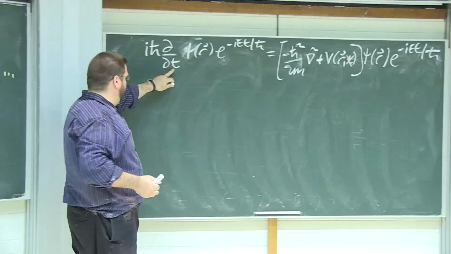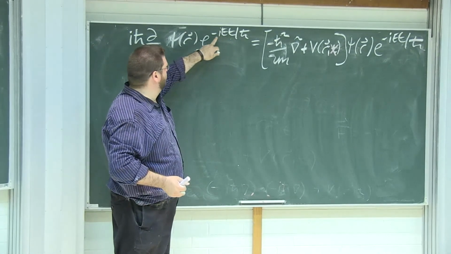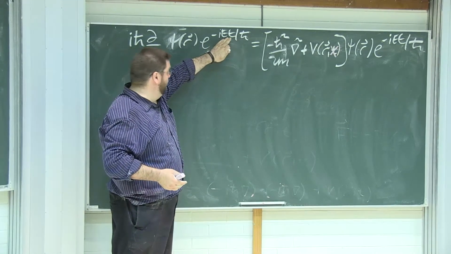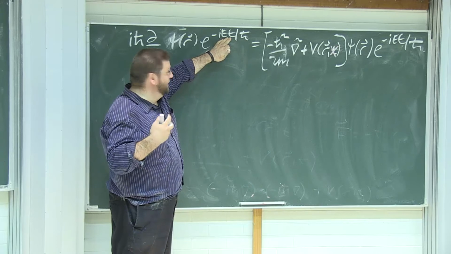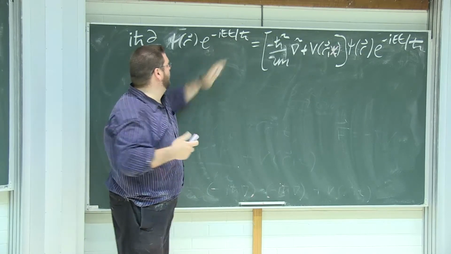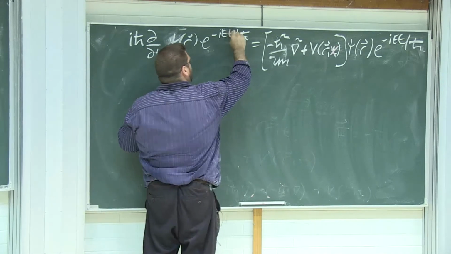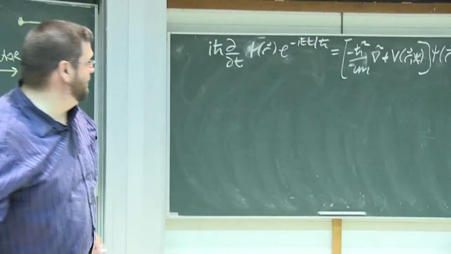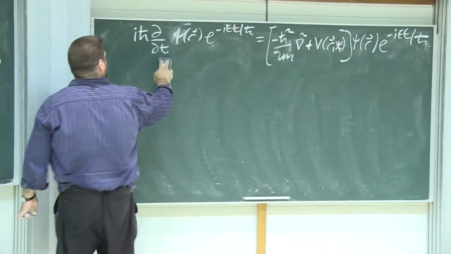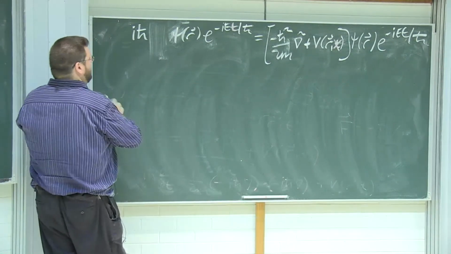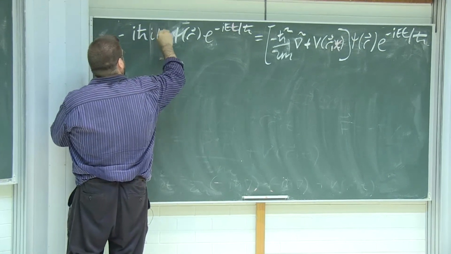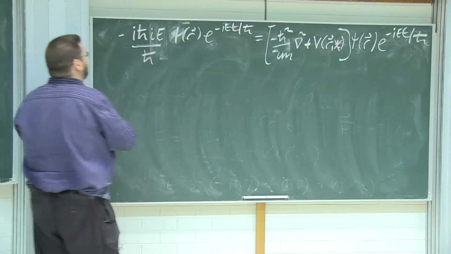When we do d by dt, we're going to pull out a factor of minus i E on h bar. In other words, we pull out the thing that's multiplying the t. What's multiplying the t? It's minus i E on h bar. So when we do d by dt, we just replace it with minus i E on h bar.